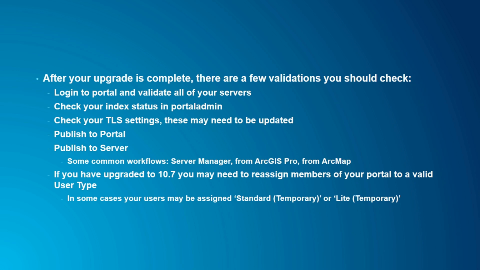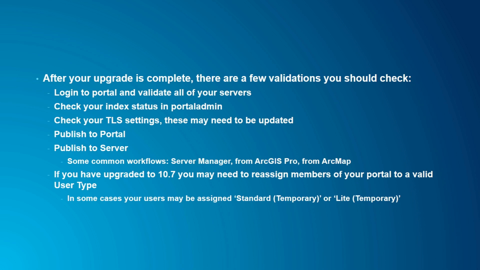You're going to want to check your TLS settings. This is in both Portal and Server. There may have been changes and you may need to go in and make changes to these settings. Publish to Portal. This can be as simple as publishing a shapefile. You can publish a scene service if you do 3D workflows. This will tell you that the connection for publishing between Portal and Server is working as expected, that you have no certificate errors, everybody's communicating happily.